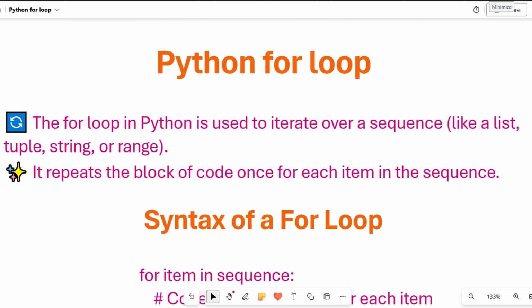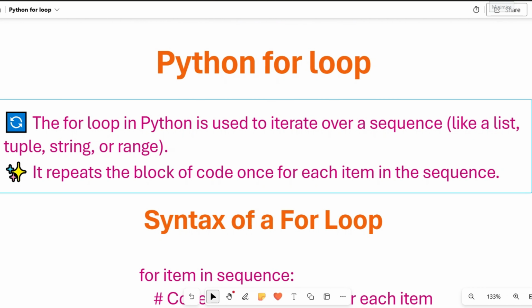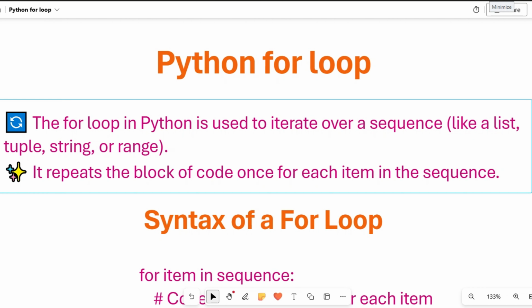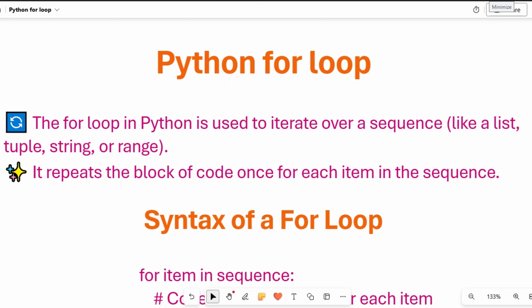So today we will learn about Python loops. In Python, the for loop is used to iterate over a sequence like a list, tuple, string or range. It repeats the block of code once for each item in the sequence.